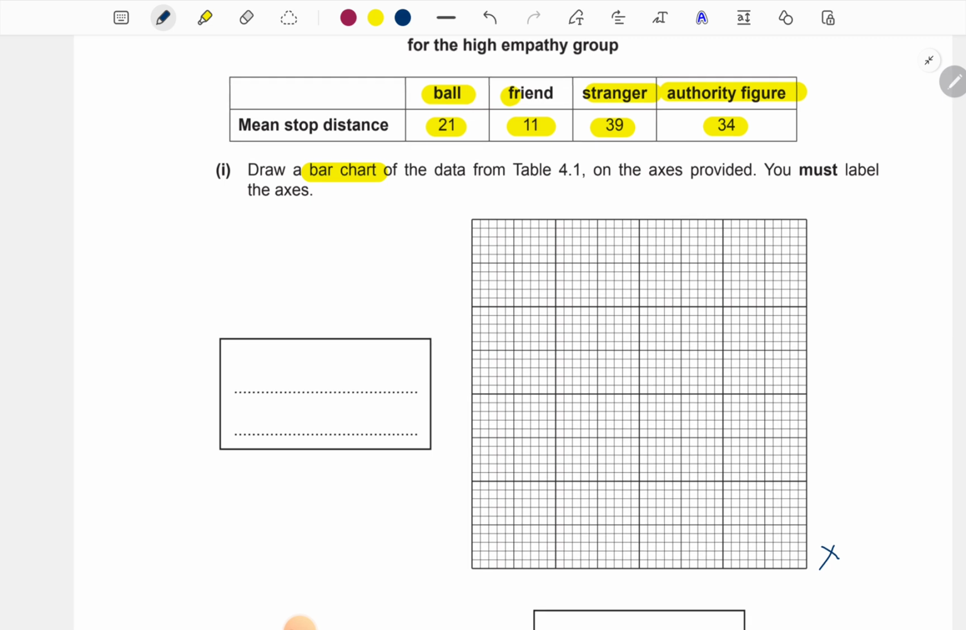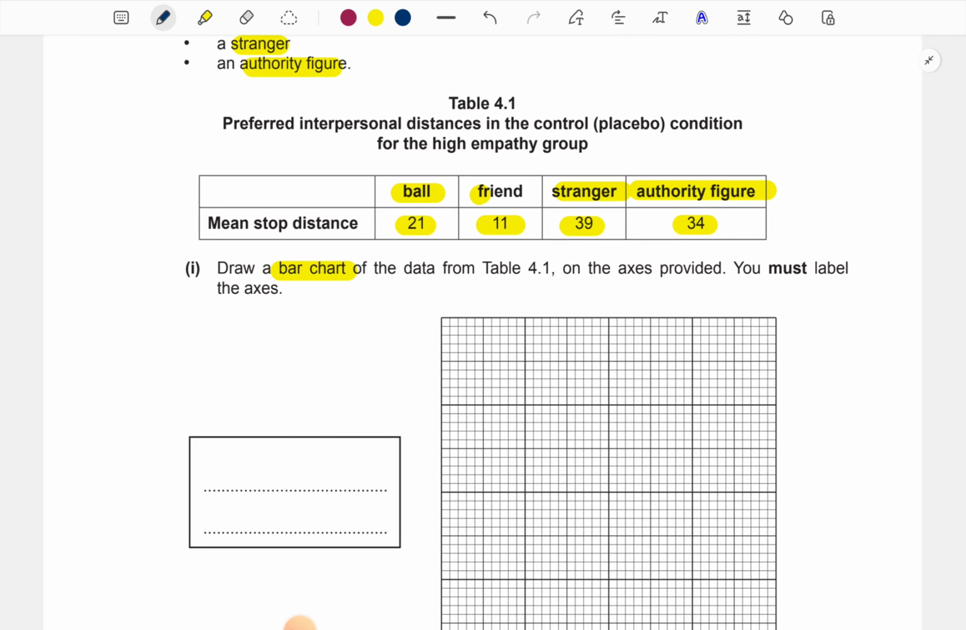Now the categories in this case, how to name them, that becomes the question. Just go by what is given in the question. Don't make your own wording. When it comes to the bars, you have to have 1 bar for ball, 1 for friend, because these are the categories. So you're going to have 4 bars, 1, 2, 3 and 4. Don't put your own terms. Use these words only: ball, friend, stranger and authority figure.